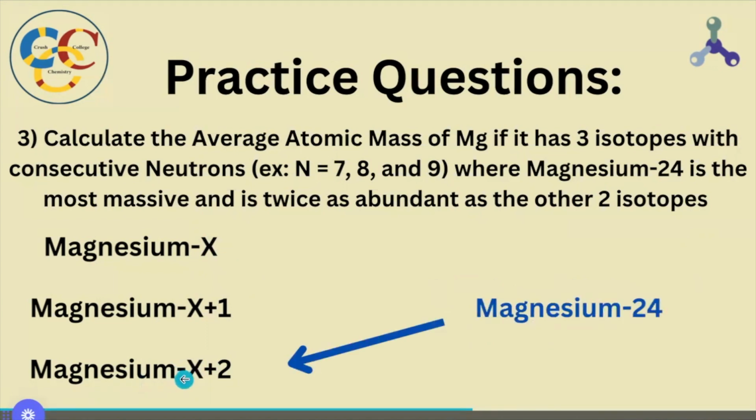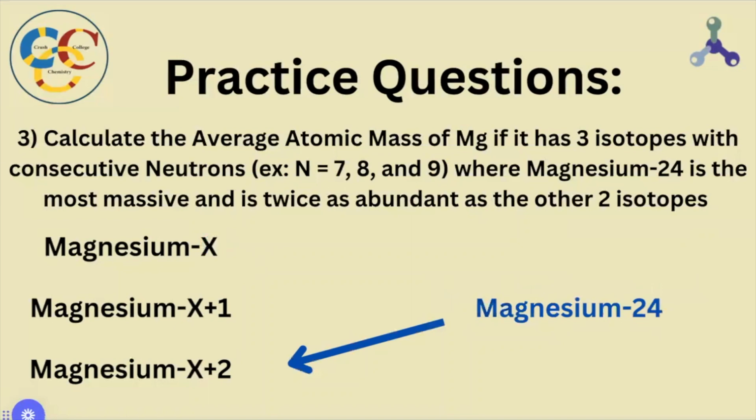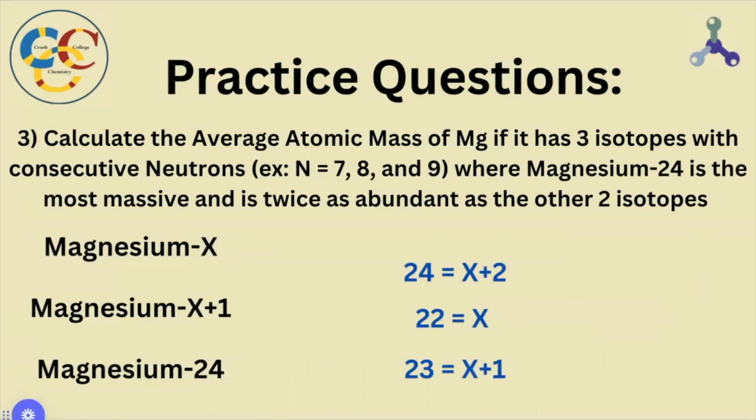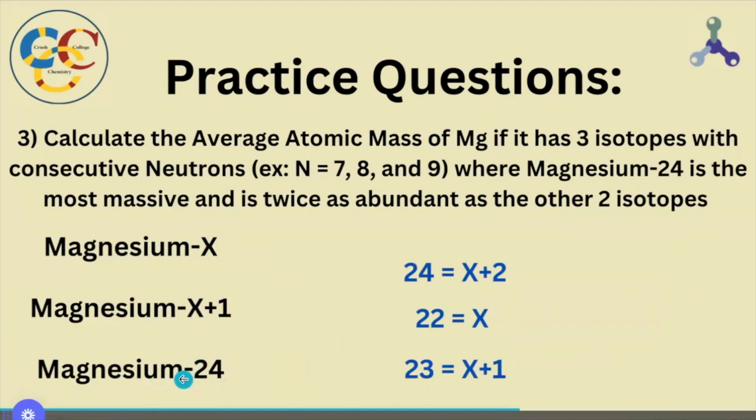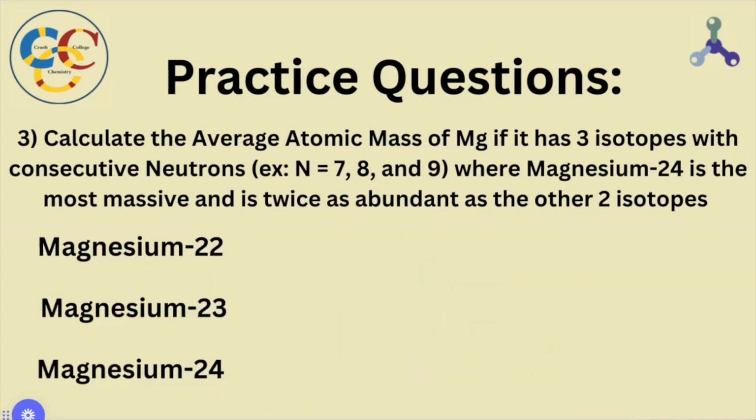This has got to be magnesium-24 because it's the most massive. It has the largest mass. We also know X plus 2 is 24 based on how we've defined it. So we have magnesium-24, magnesium-23, and magnesium-22. We're not done with the problem, but we want to clearly state to our grader, these are the isotopes that we're using to get to our final answer. And so stating that as clearly as possible is going to help you get all the points possible.